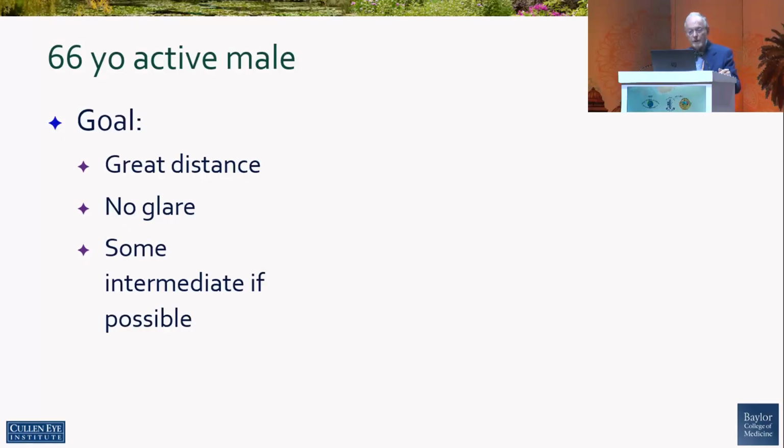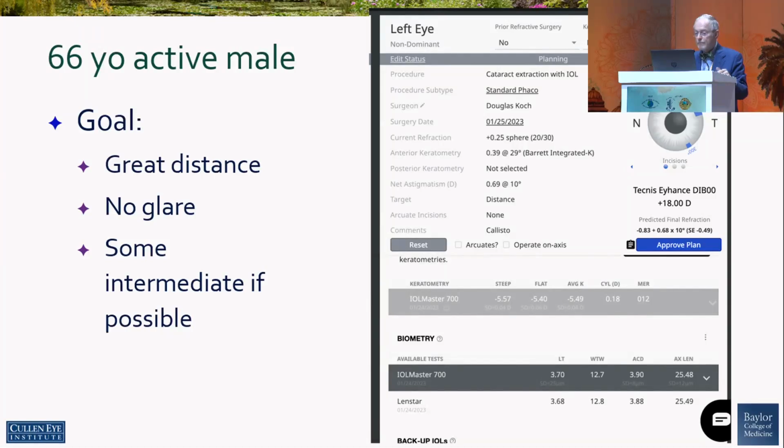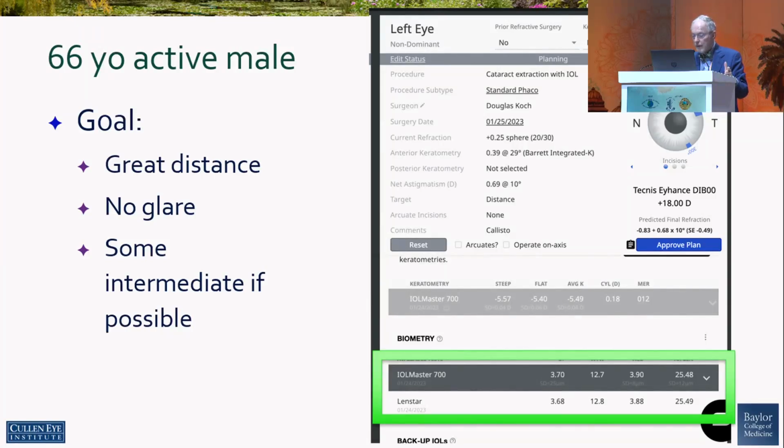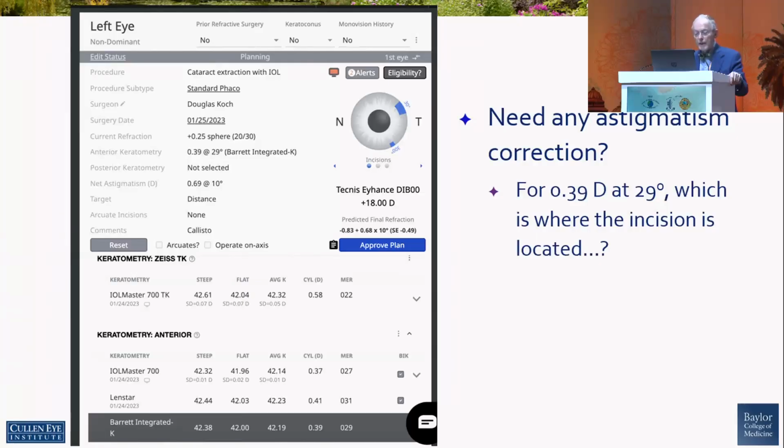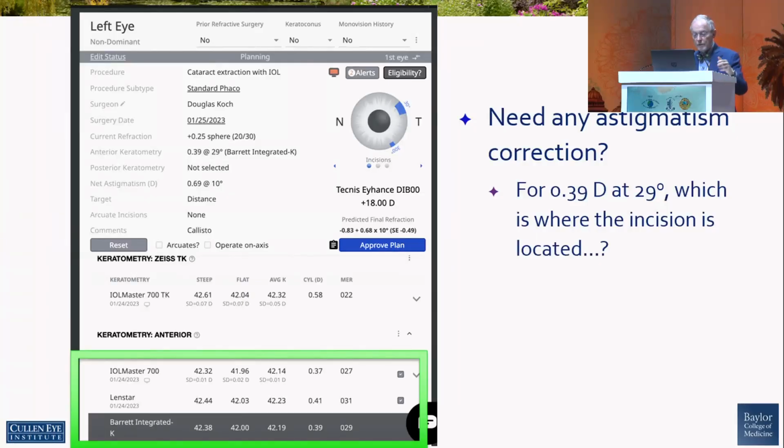This is a patient of mine who wanted great distance vision, no glare, but some intermediate vision as well. This is the left eye, the eye for intermediate, and there are the axial length data, presented right to you. You can see the similarity in axial length. The K readings show astigmatism of around 0.3, 0.4 diopters at 30 degrees. You look at that and say, I don't really need to use a toric in this guy. He doesn't need it. And that's what the integrated K from Barrett is done.